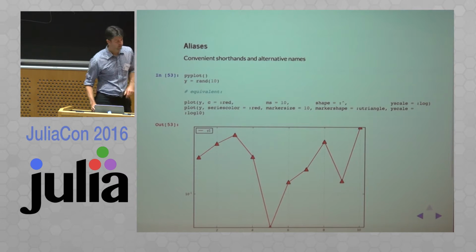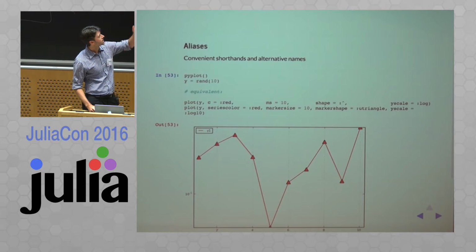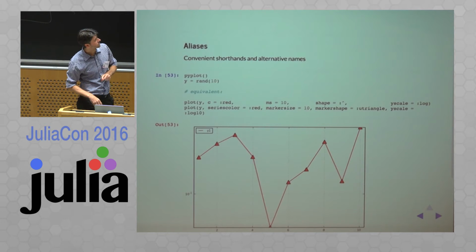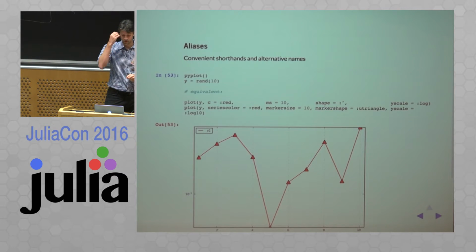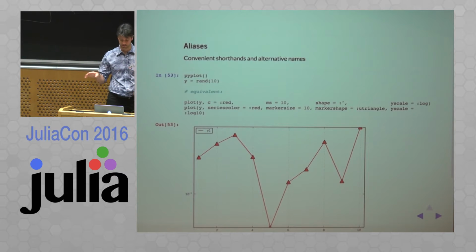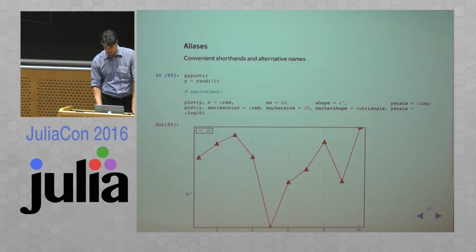And so you can see a comparative example here. C equals red is the same as series color equals red. MS equals 10 is the same as marker size equals 10. And even some of the values have aliases. You can see at the end, y scale equals log. Well, that's the same as y scale equals log10. And so, the theme here is that hopefully you'll just try things out. Well, I take that back. You should go read the documentation once, and then hopefully you don't have to look at it too much after that.